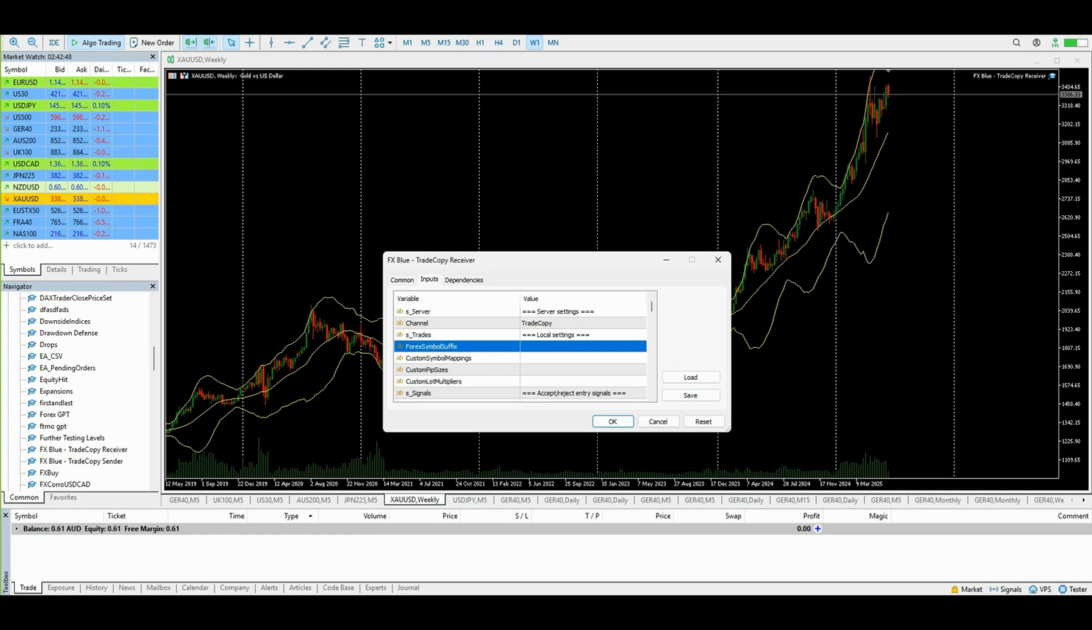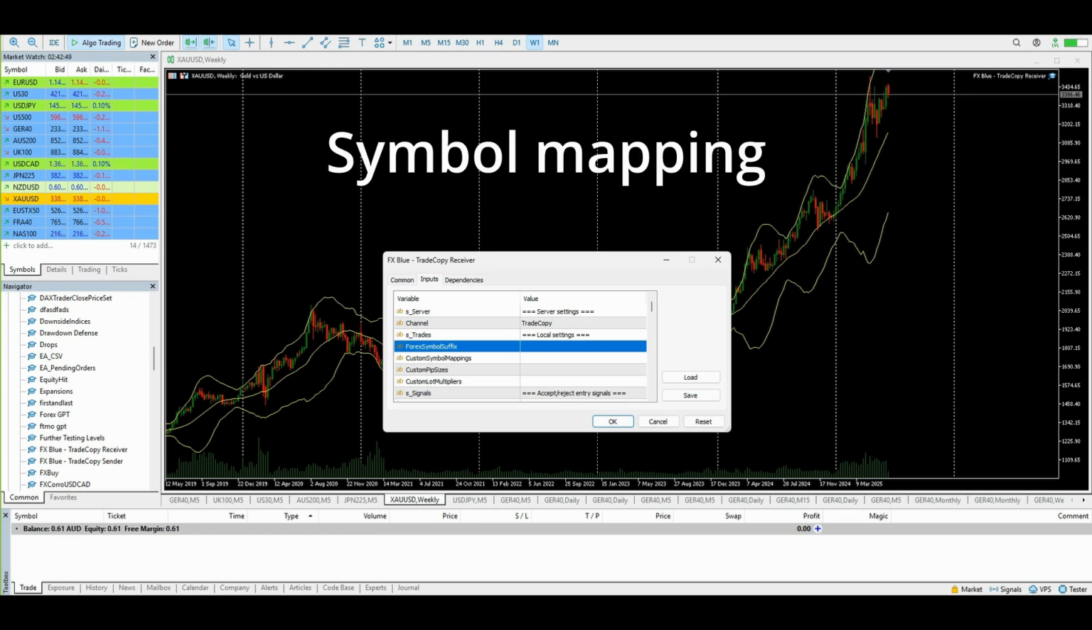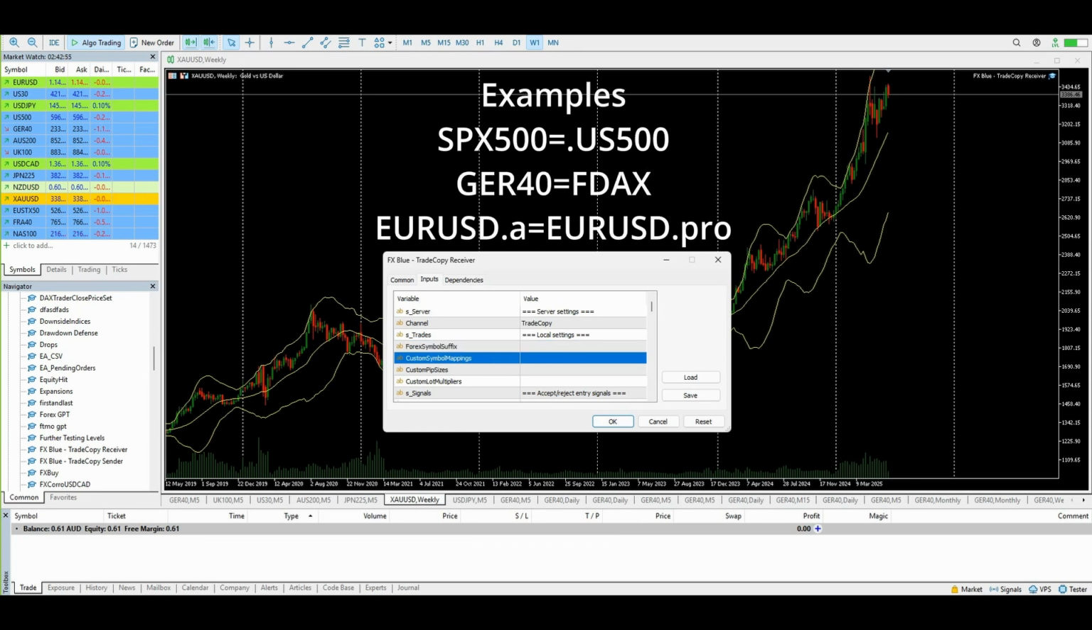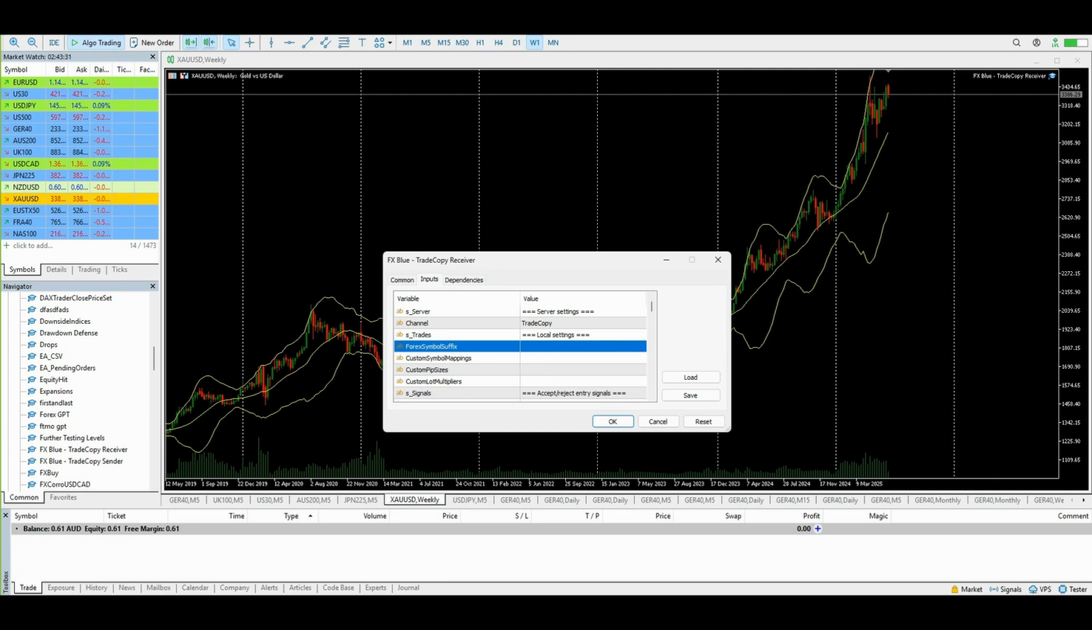Now on the receiver, you've got the Forex symbol suffix and custom symbol mappings. These are two areas that can really create issues when you're trading between different brokers, particularly if they have different names for each symbol. Often one broker will have a symbol called EURUSD, while the other broker might use the EURUSD.A or .pro or .fx. You can set those custom symbol mappings here using the format on the screen.